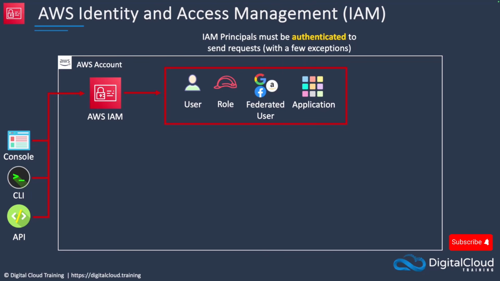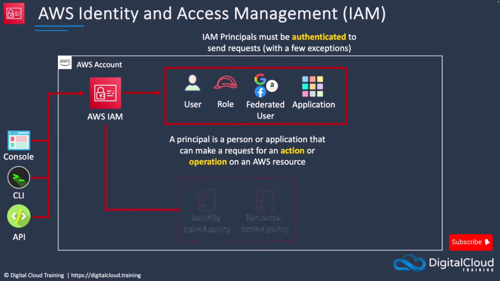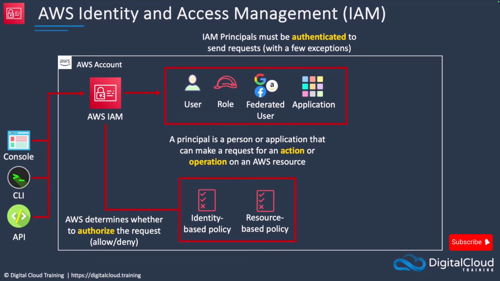So these are the principals. They get authenticated so that they can then send requests using API calls to AWS. So with IAM, we then have policies. We can use identity-based policies or resource-based policies. I go into that in a lot of detail in my training, but these are essentially defining what people are going to be authorized to do once they are authenticated.